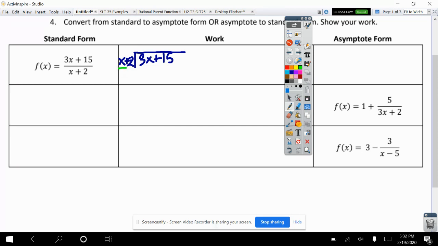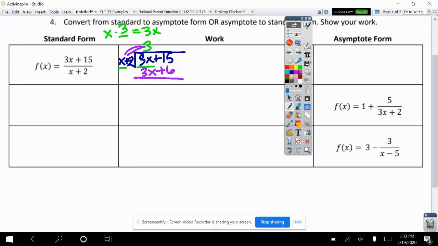And the first thing we do in polynomial long division is look at the first term on the outside and the first term on the inside. And we have to think x times what will give us 3x. And of course, that would have to be 3. So that means 3 is the number that goes on top. The second step with long division is to multiply both terms on the outside by that number on top. So x times 3 gives me 3x. 2 times 3 gives me positive 6.